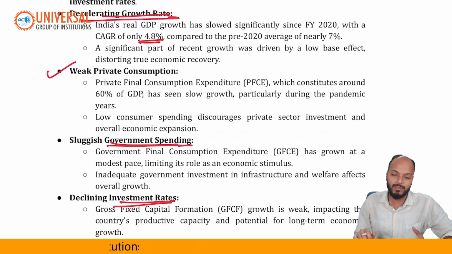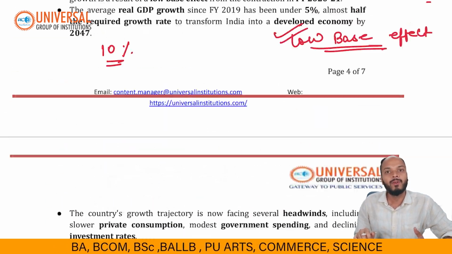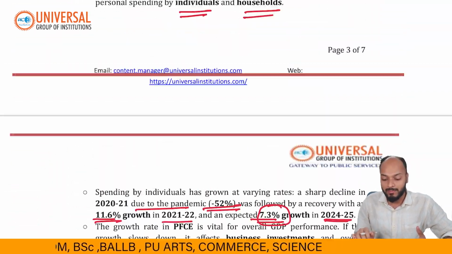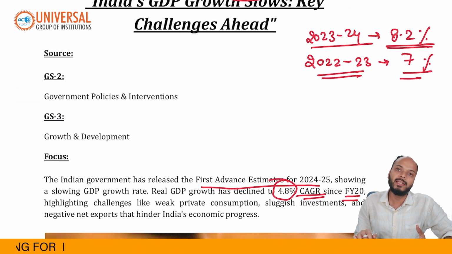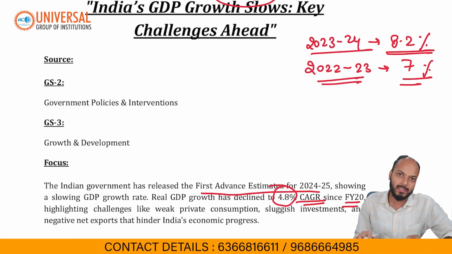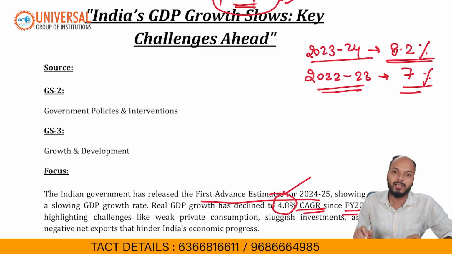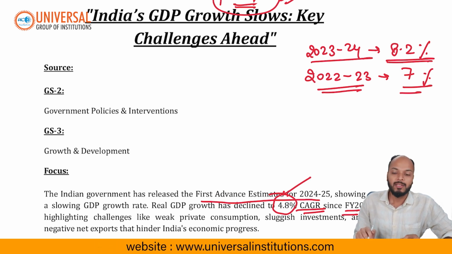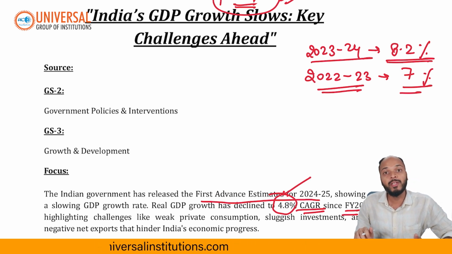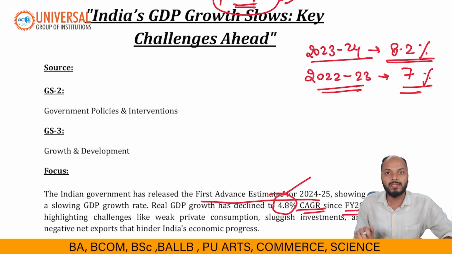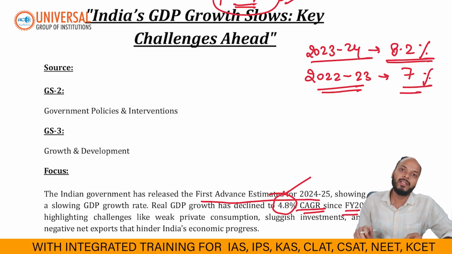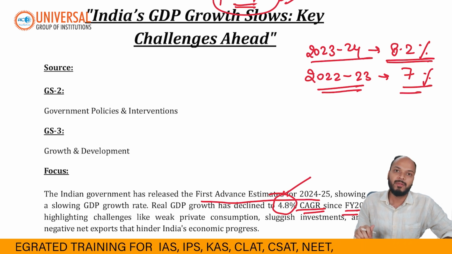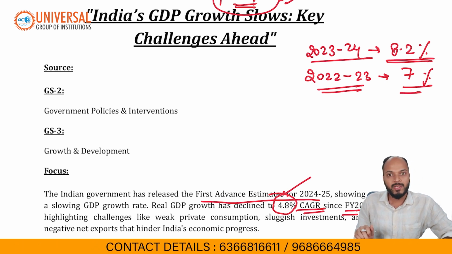So I hope now you are able to better analyze what the news was about. What does it mean that India's GDP is going to increase only by 6.4% this year? What is CAGR, compounded annual growth rate? All these terms are clear to you. How do we calculate GDP? What are the three methods: expenditure method, income method and value added method? We have discussed only the expenditure method. So I hope this topic is clear to you.